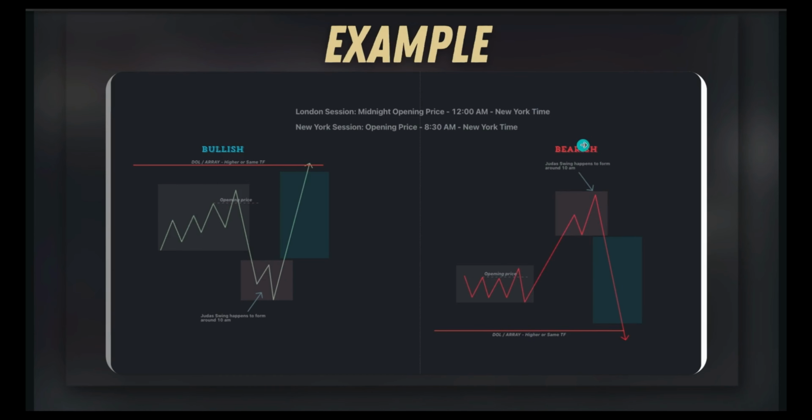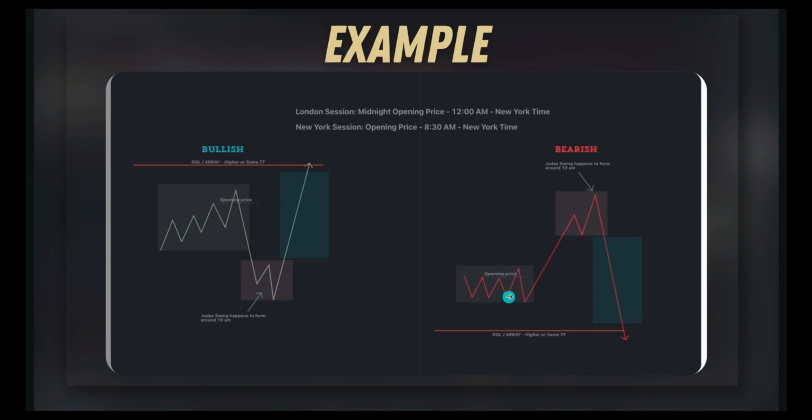Now here again, I have the bearish example, but we have the Judas swing. Again, it happens to form around 10 a.m. And first we start accumulating, right? So you have opening price. Maybe it'll look like this. Some consolidation. Price moves up, takes out opening price, then moves out, takes out liquidity here.